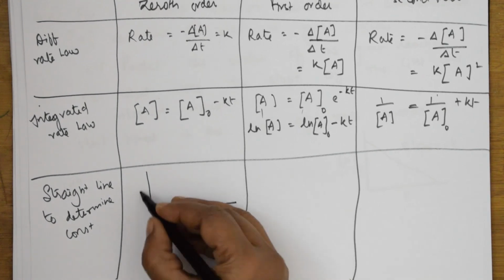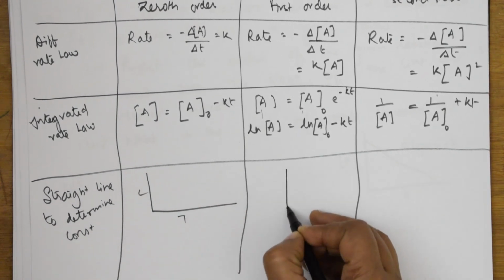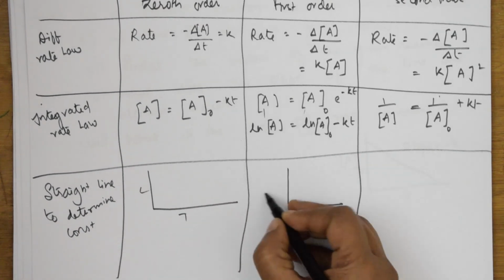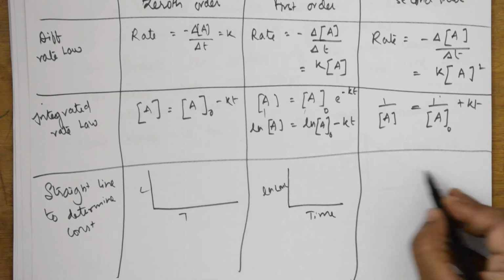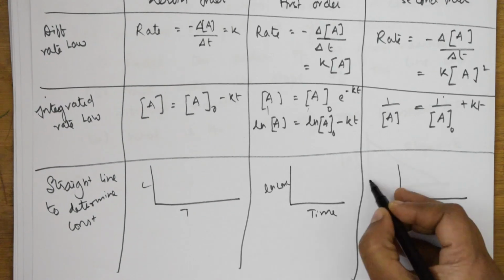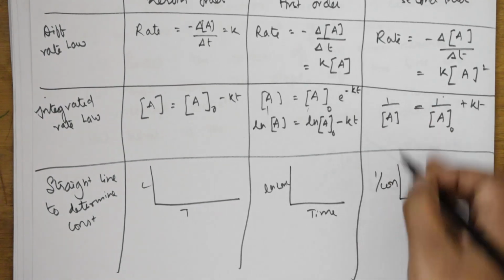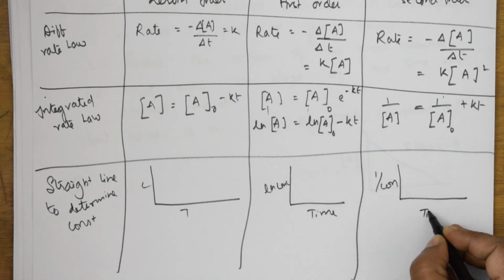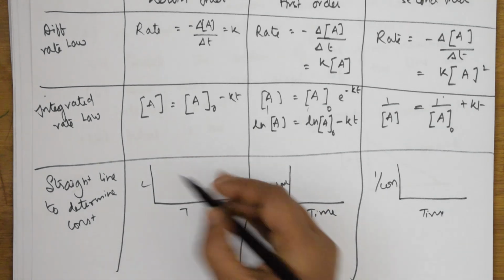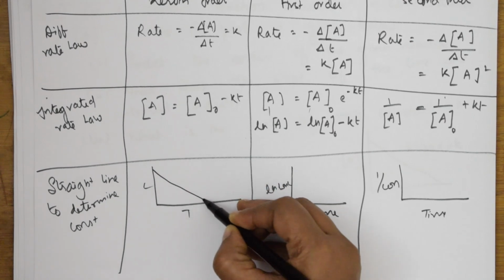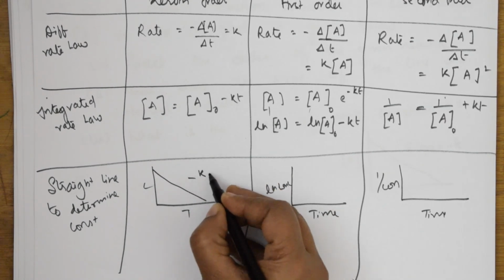Draw the graphs: concentration versus time, ln concentration versus time, and 1 by concentration versus time. So in the zero order reaction, you get a graph like this, a straight line with negative slope.